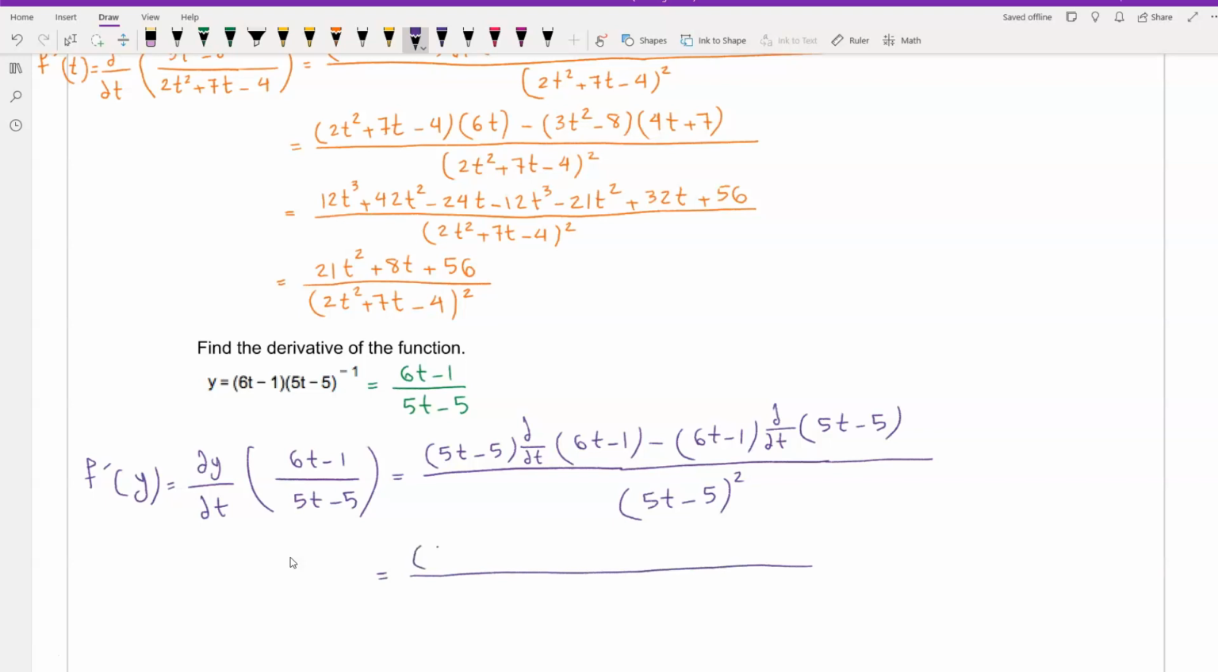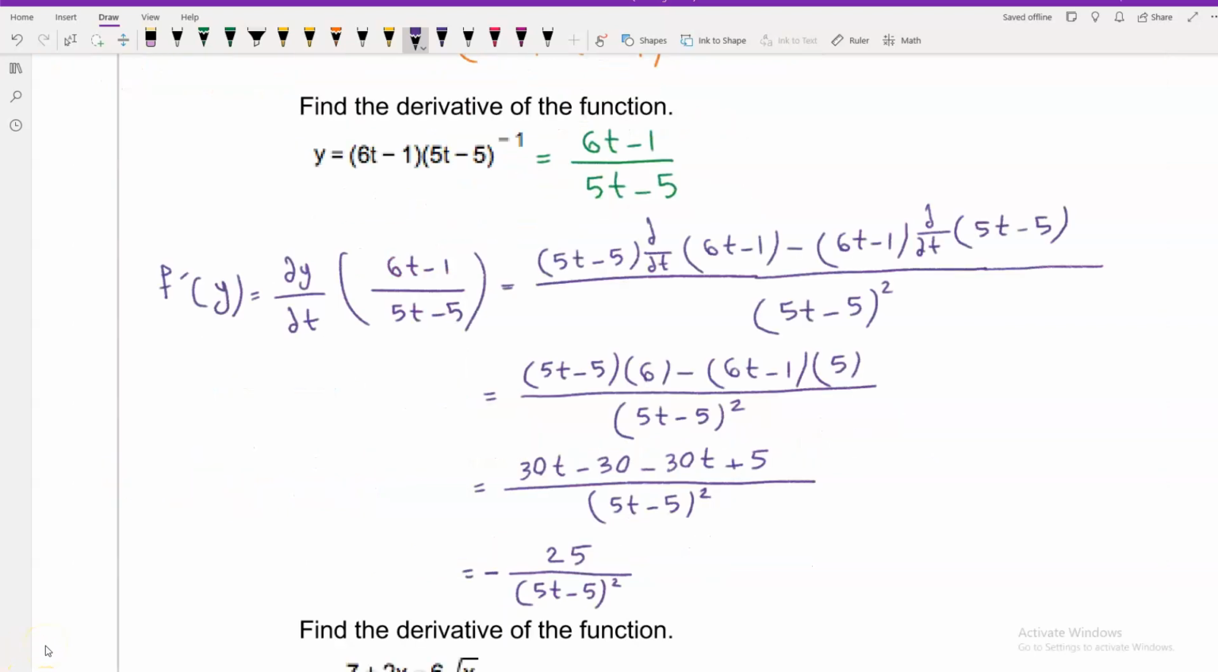Now finding derivative. So here we have 5t minus 5 times derivative of 6t minus 1 is 6. Derivative of 5t minus 5 is 5. Rewriting denominator. So what we have in numerator, multiply, combine like terms. What we have on top is negative 25. So the final answer is negative 25 divided by 5t minus 5 squared.